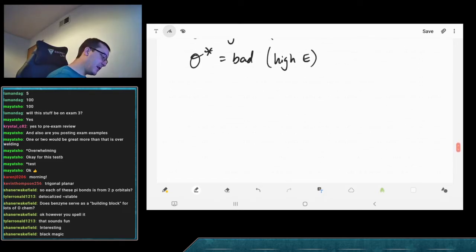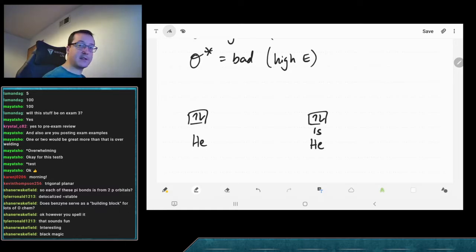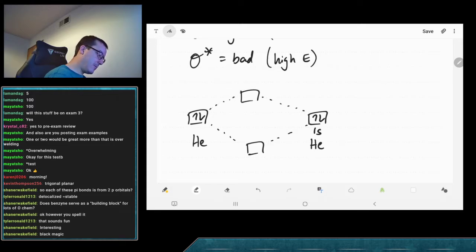So if we think about helium, helium, of course, has 1s2, sorry. We're going to see it's going to make the same molecular orbitals. And so let's go ahead and put in our electrons. We're going to put 2 electrons in. We still have 2 more electrons, though. So those electrons have to go into the anti-bonding orbital.